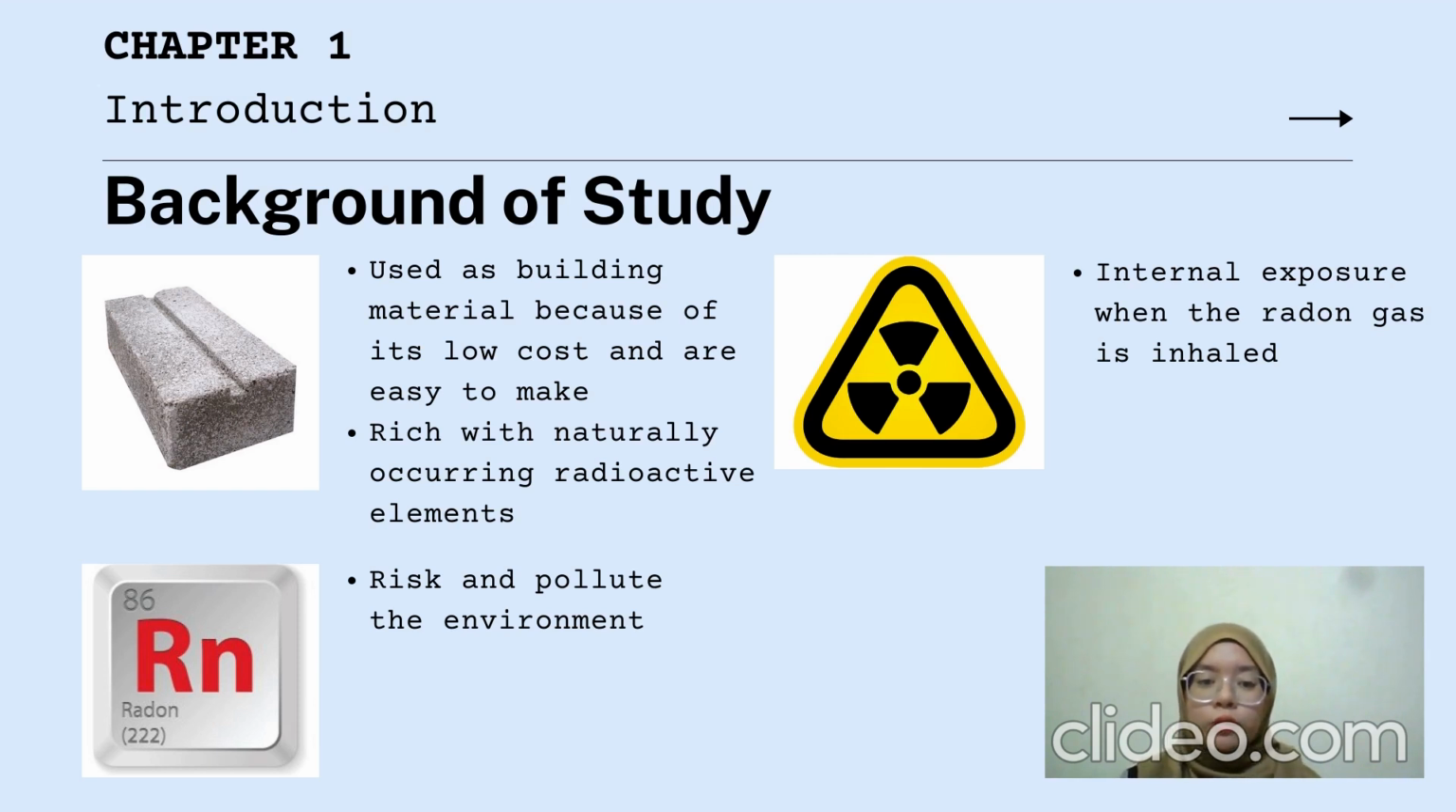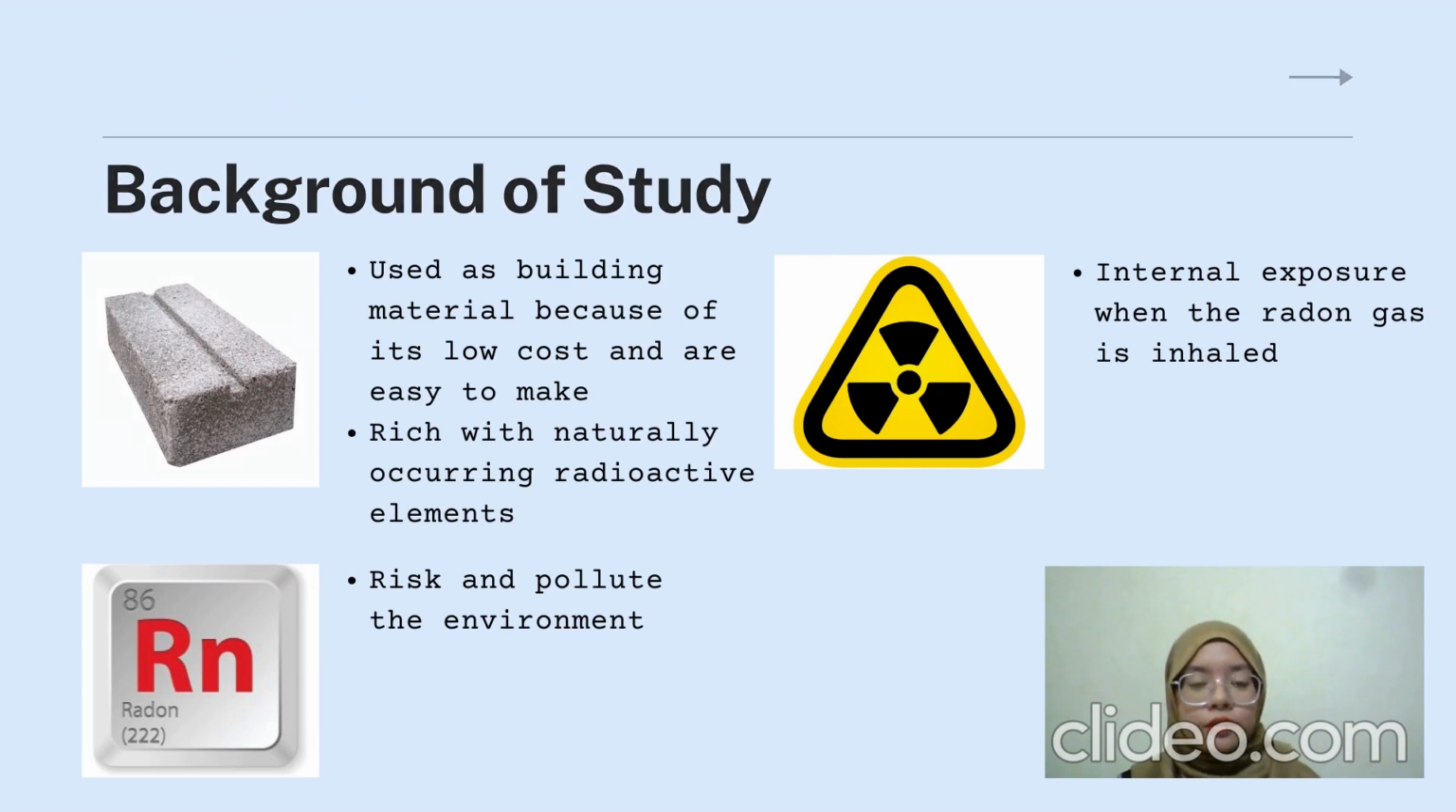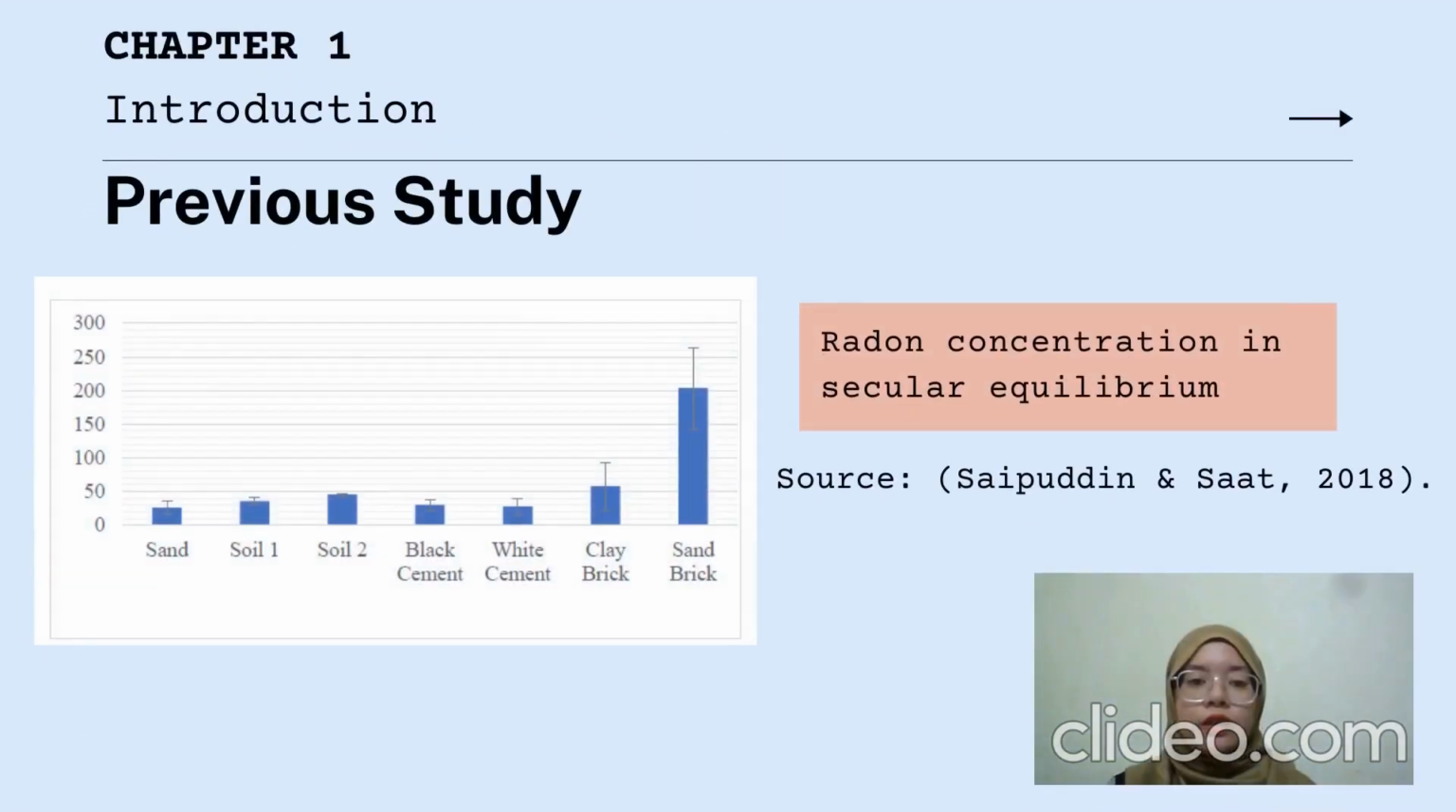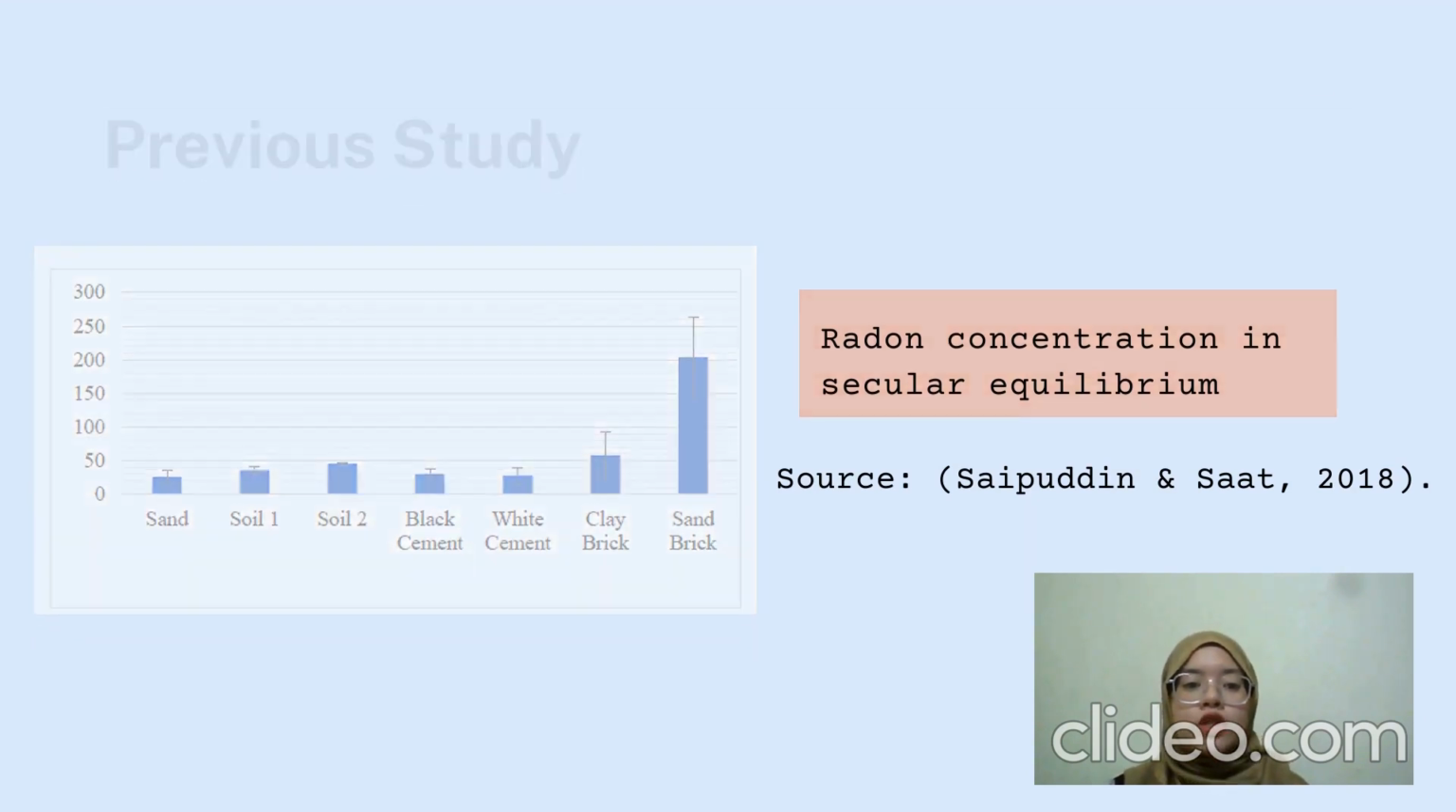But why did we specifically choose sand brick in this study? From a previous study, we can see from this bar chart that the concentration of radon in secular equilibrium in sand brick is the highest compared to other materials, which are soil, sand, black cement, white cement and clay brick. All of these materials were retrieved in Pahang, Malaysia.